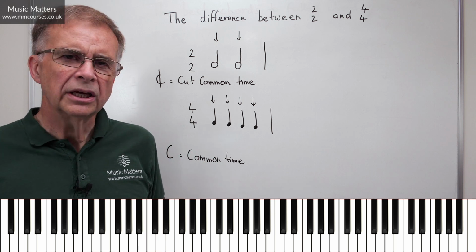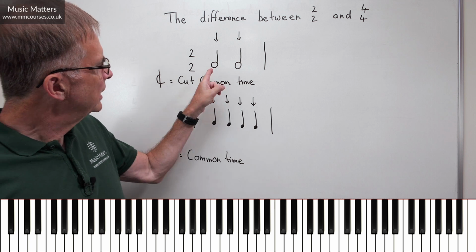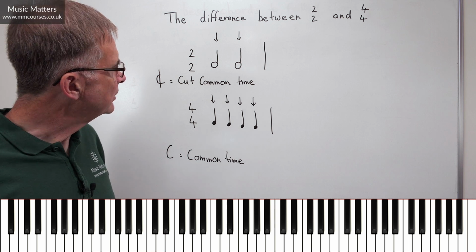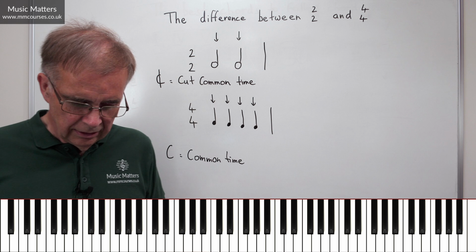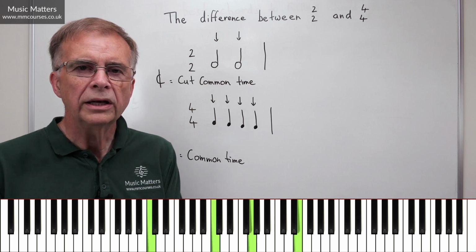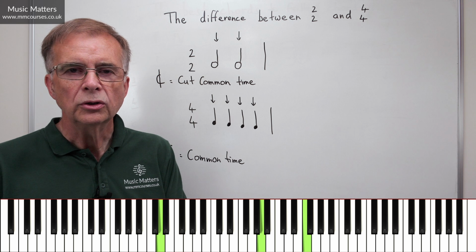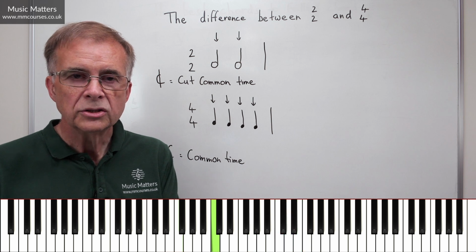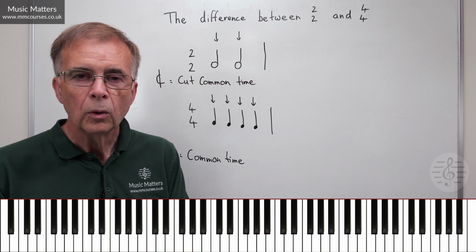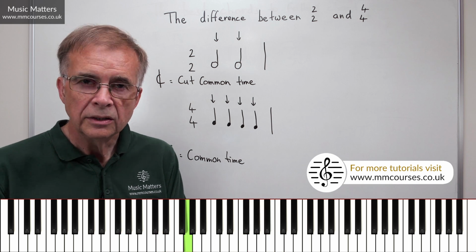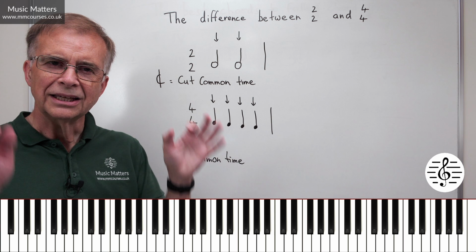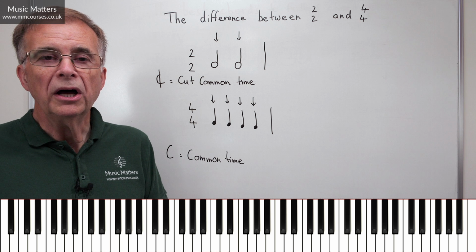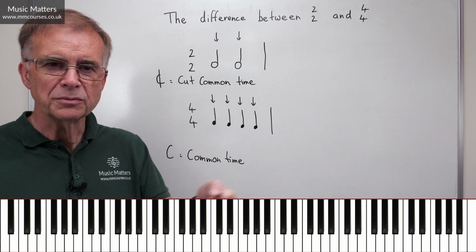Okay, so what's going to go on in 2-2 then? Well, say I start with a bar with these 2 minims in it, these 2 half note beats, and then I carry on from there, but I'm now only feeling 2 beats in a bar. 1, 2, 1, 2, 1, 2. It feels differently, doesn't it? I've got this 1, 2, 3, 4 in 4-4 time. Often military marches are written in 4-4 time. You can feel the soldiers marching.